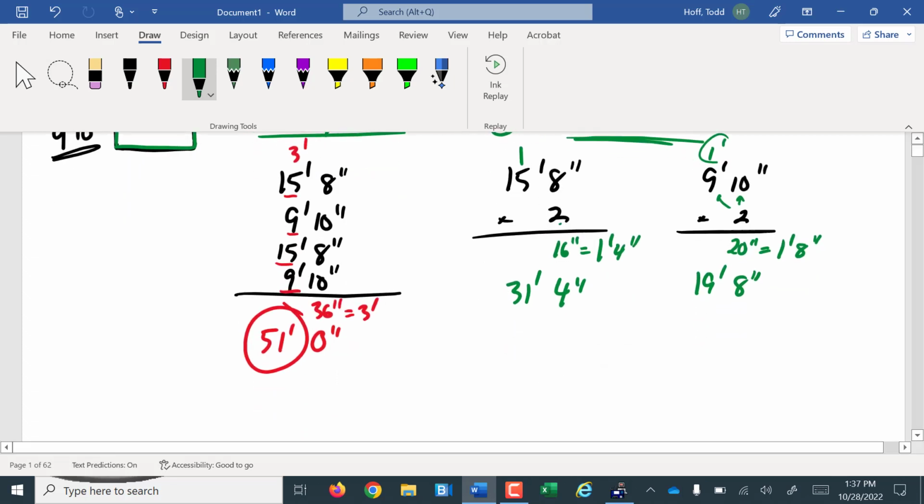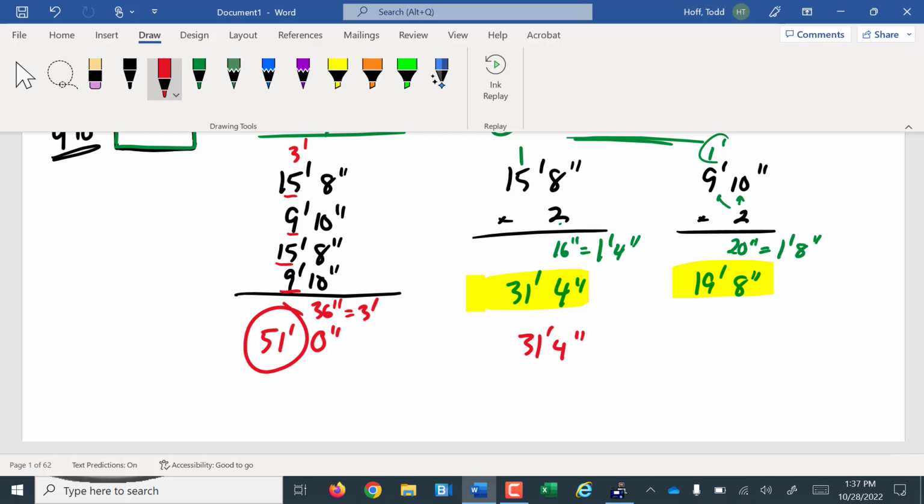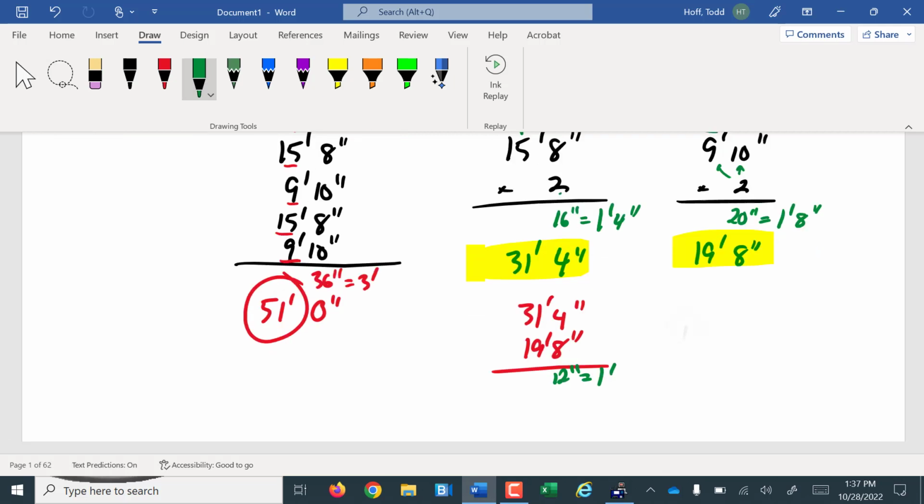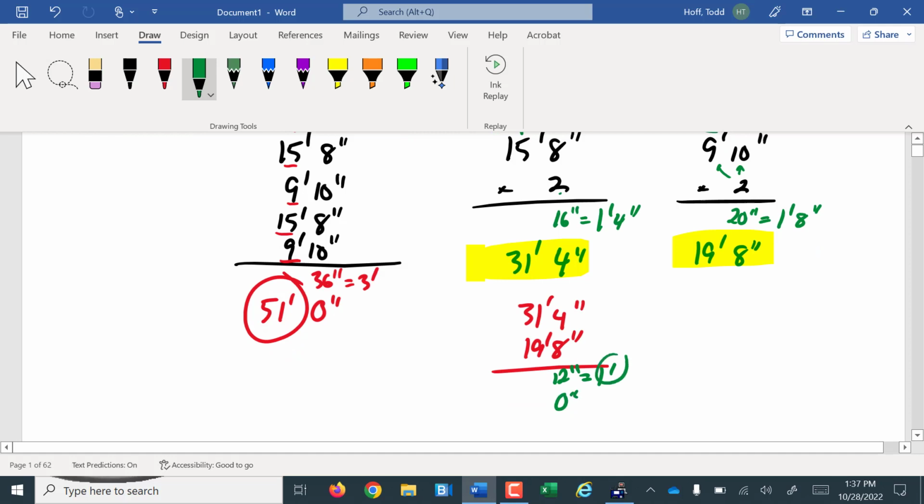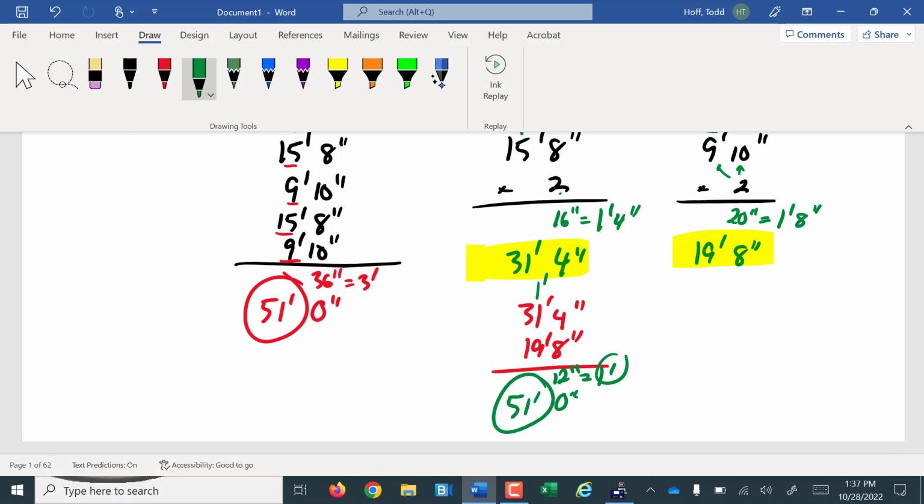And now we do have to add those two together. So 31 foot 4, 19 foot 8. Hopefully it turns out to be the same number. 4 and 8 do make 12 inches, which of course is exactly 1 foot. So we've got 0 inches, carry the 1 foot. 1 and 31 makes 32 plus 19 is 51. Perfect.